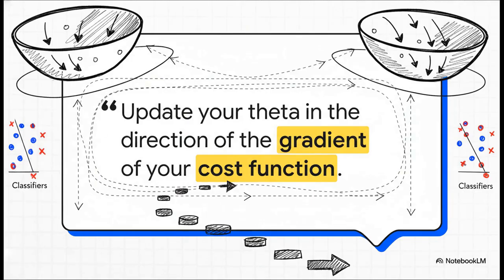So how does it actually work? Well, this quote from the source material really nails the core idea. You see, the gradient is just a fancy term for the direction of the steepest slope from wherever you're standing. So gradient descent does something really simple. It looks around, finds the absolute steepest path downhill, and just takes a step. And then it does it again, and again, always moving in the direction that lowers the cost the fastest.